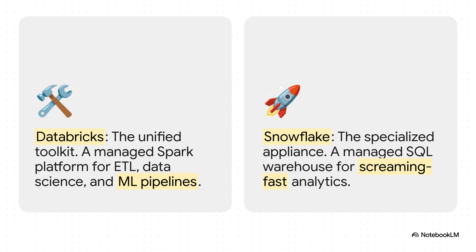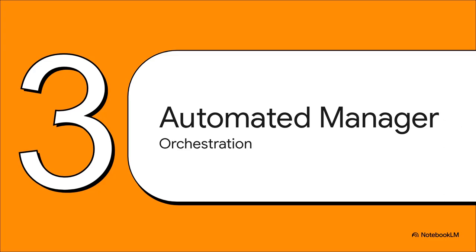So, it's the all-in-one toolkit versus the specialized, high-powered appliance. Okay, our factory is looking pretty impressive. We've got a conveyor belt for data, we've got a processing core, but with all these powerful machines running at once, it could get real chaotic real fast. What we need is a factory manager to keep everything humming along in perfect harmony.